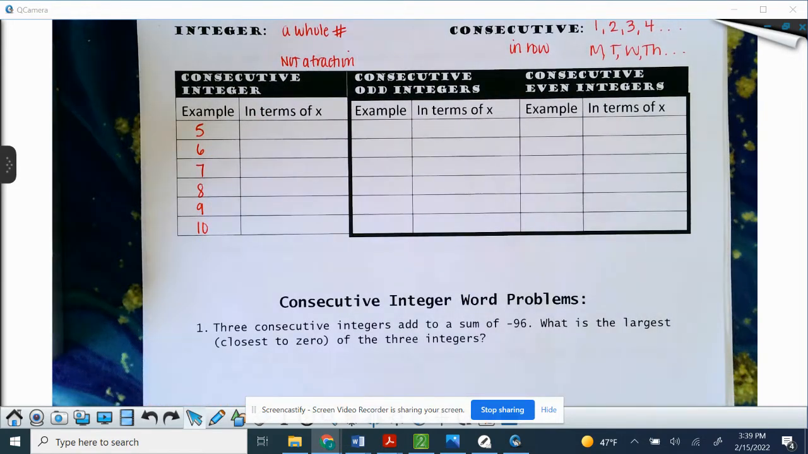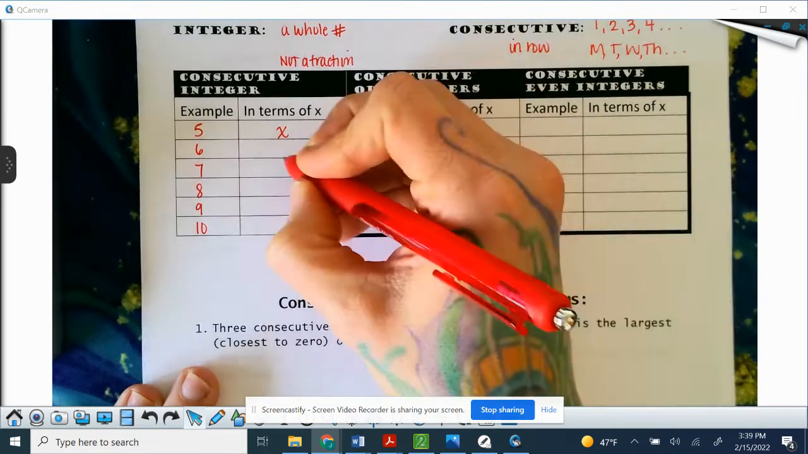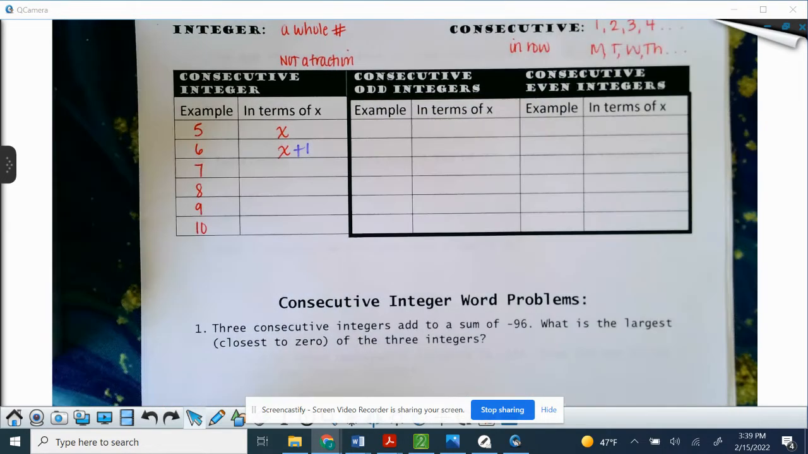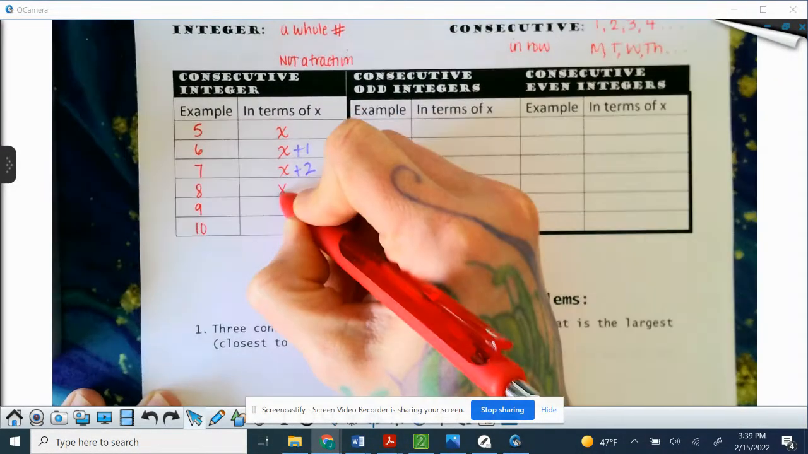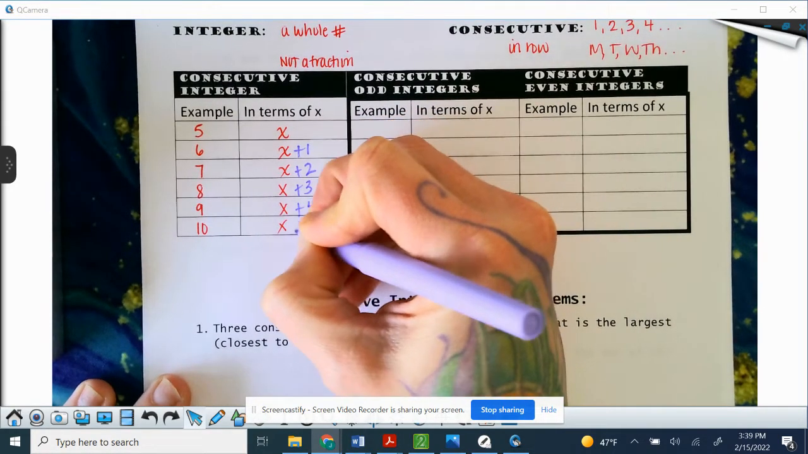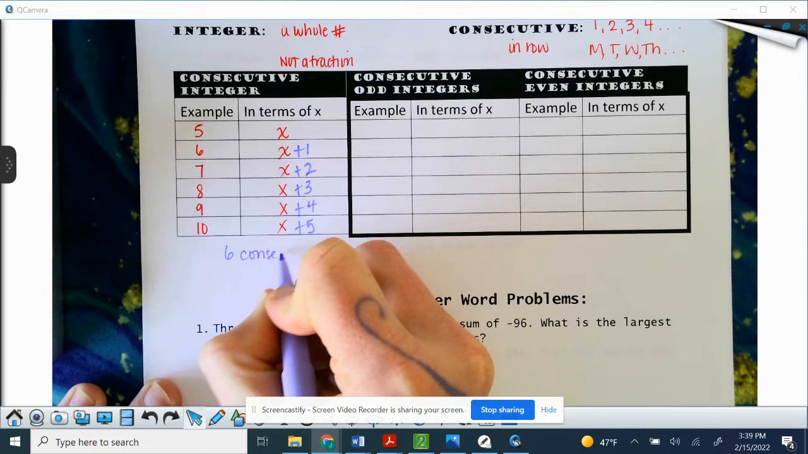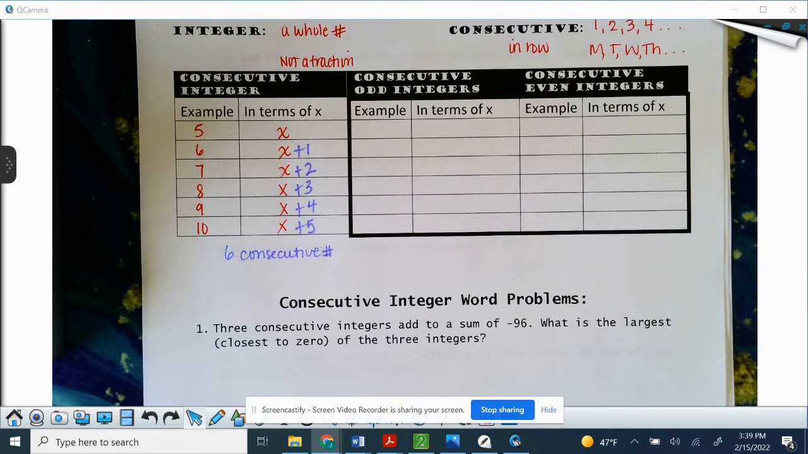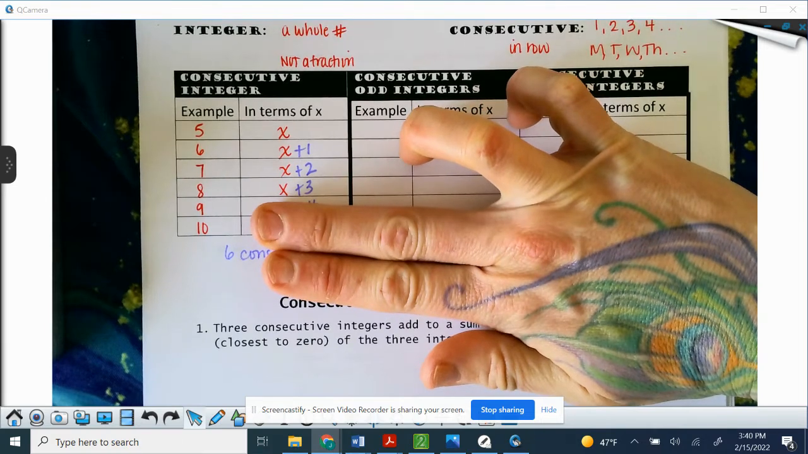So in terms of x, if we start with 5, that means that's going to be x, right? And then to get to 6, I took x, and then I added 1. And then to get to 7, I did x, and I added 2. And to get to 8 is x all the way down, and then we add 3, then we add 4, and we add 5. And that's 1, 2, 3, 4, 5, 6. So that's 6 consecutive numbers in order. So if I only had 3, then I would just use these 2, right? Or these 3. If I needed 4 consecutive numbers, that would be 4. So keep that in mind.